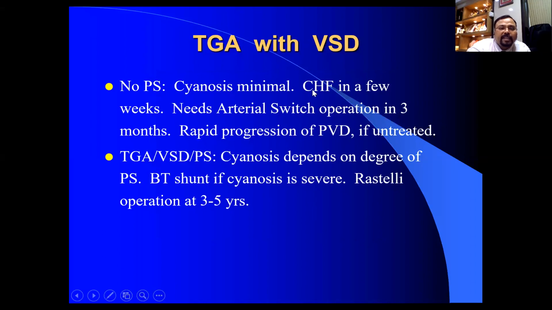Now TGA with VSD with unrestricted pulmonary blood flow. So cyanosis is minimal. Saturation can be around 80-85%. They will present with congestive heart failure, and they will need arterial switch operation in the first 3 months of life. Sometimes we'll have to start diuretics like oral syrup furoplant.